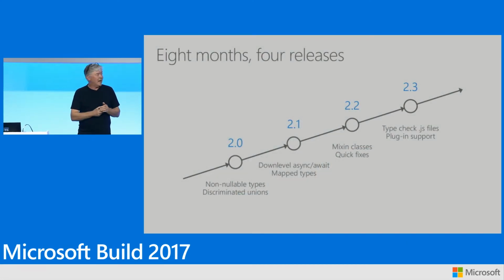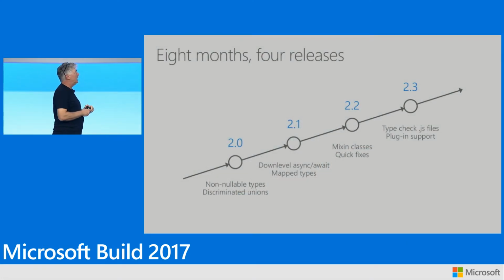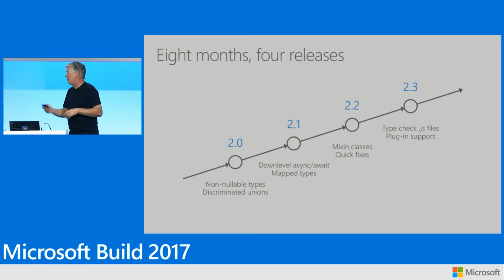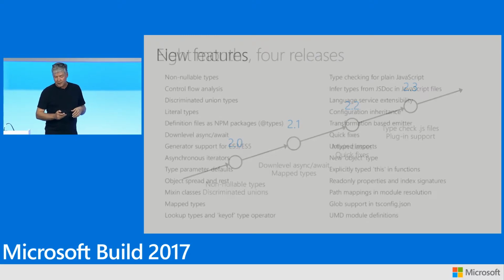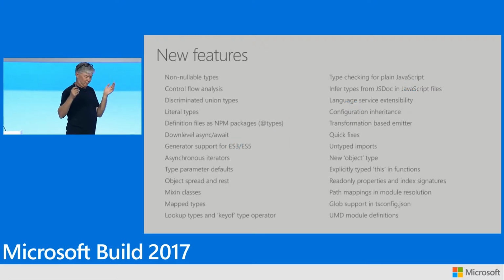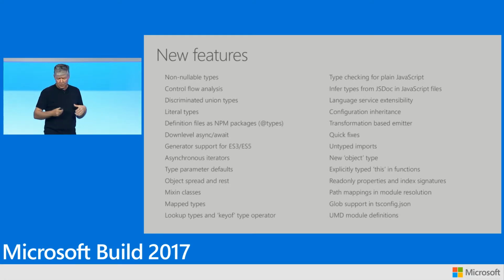Let's talk a little bit about our release cadence and how we go about developing TypeScript. So in the last 8 months, we have released 4 times: 2.0, 2.1, 2.2, 2.3. I've put up the 2 major features from each release here, but there were a lot of new features that happened. This is some of them, and they didn't even fit on the slide. The team moves really quickly.